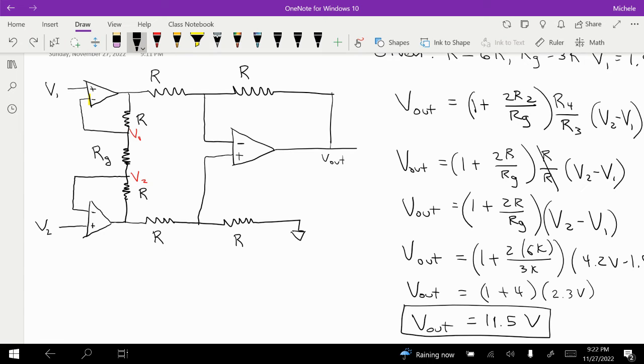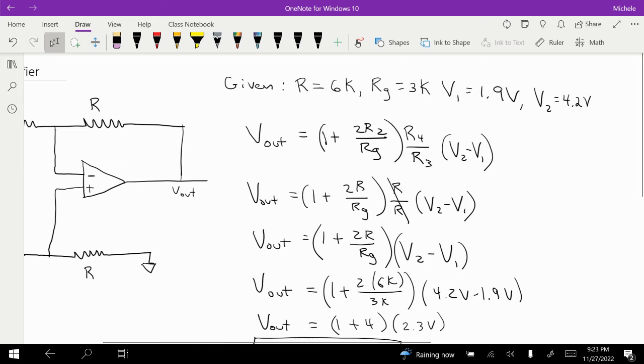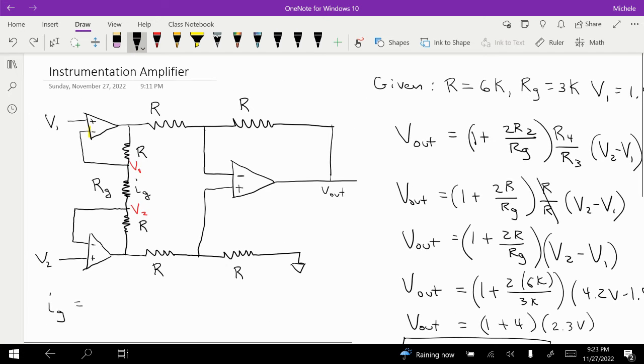Let's get rid of some of my highlighting there. Okay, so I'm going to find, we'll call this IG for now, the current through RG. So we're going to say IG is going to equal the voltage drop. And we know the voltage drop. If we look back up here at V2, our V2 is 4.2 and our V1 is 1.9. And so that tells me that V2 is greater than V1. So that must mean my current is flowing this way. So that's going to be my IG.